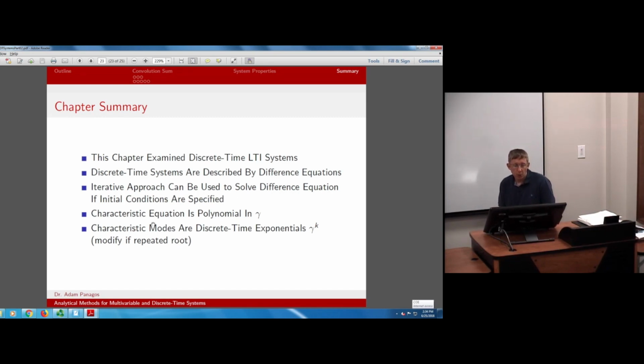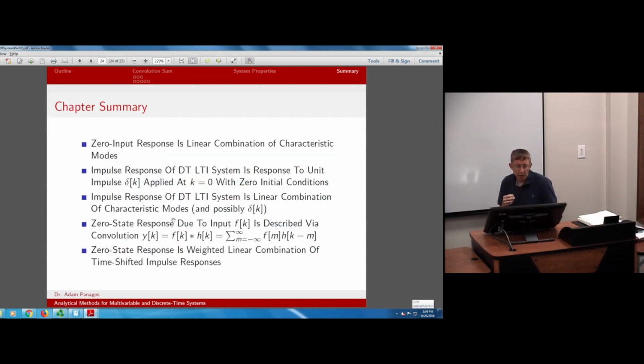What often plays a role is the characteristic equation, right? Those roots of that characteristic equation drive the characteristic modes, which the natural response and the zero input response are a function of. Today was all about convolution. That's the way that we can compute the output of our system for any input if we know the impulse response, h[k]. That's why this is a very important quantity.